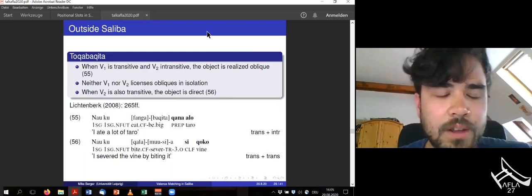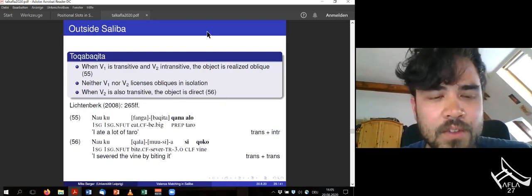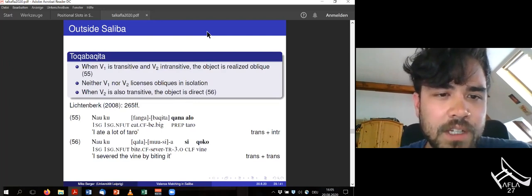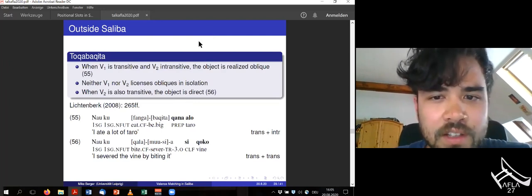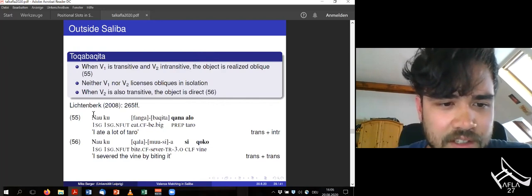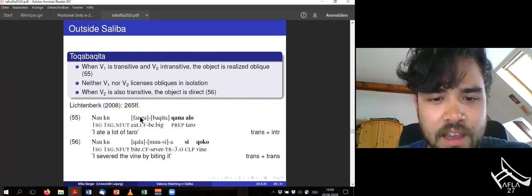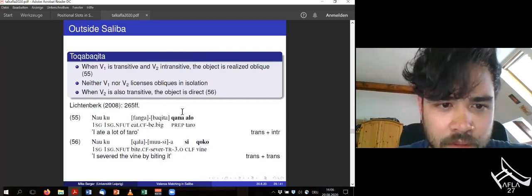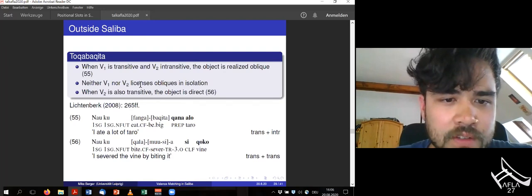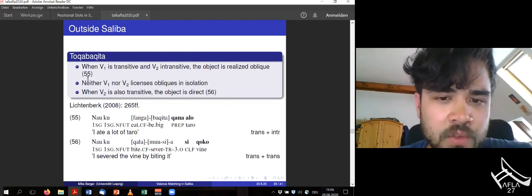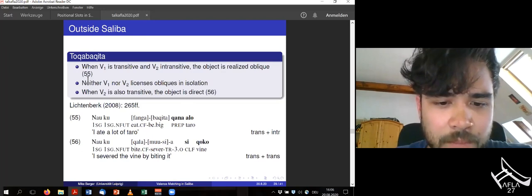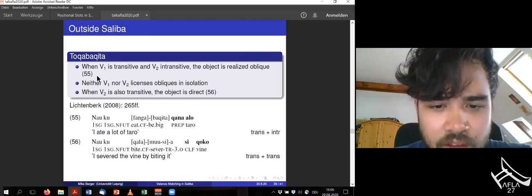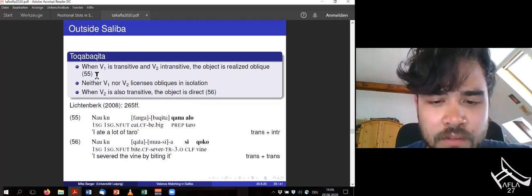Okay, so briefly venturing outside Saliba. So when we look at To'abaita, which is also an Oceanic language, we see that in complex verbs, when V1 is transitive and V2 intransitive, the object is realized oblique, as you can see in 55. Okay, so you have eat and be big or be much, and the object of the complex is oblique. Right? But when V2 is also transitive, as in 56, the object is realized structurally. So in 56, I severed the wine by biting it. Musi, sever, is transitive, and that's why the object of the complex is a direct object. Okay.